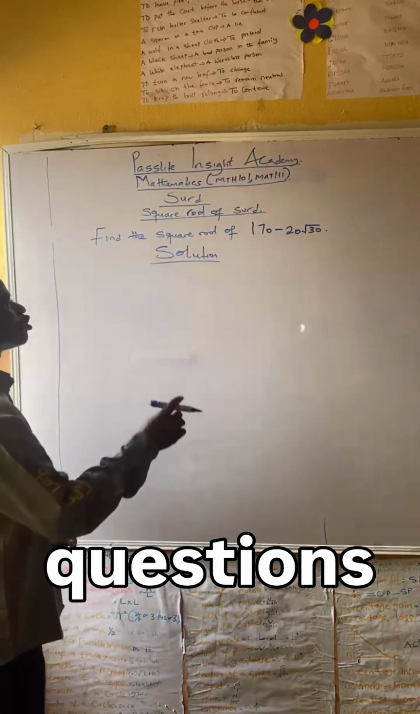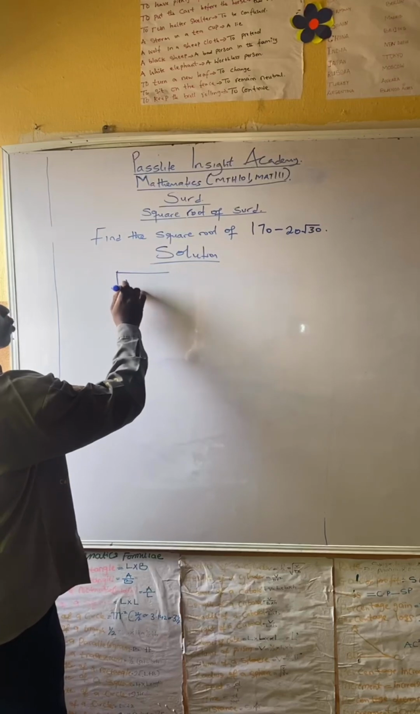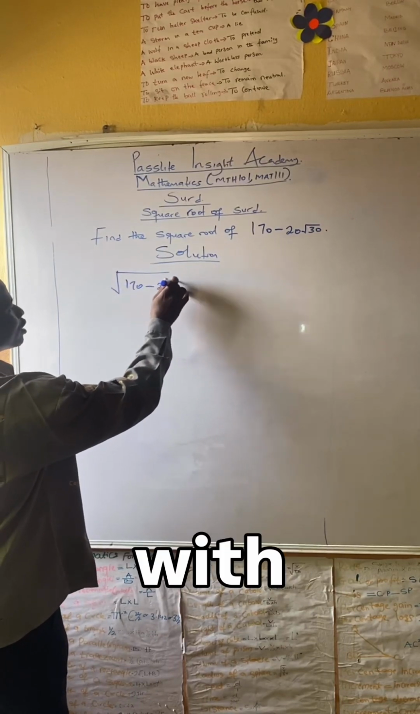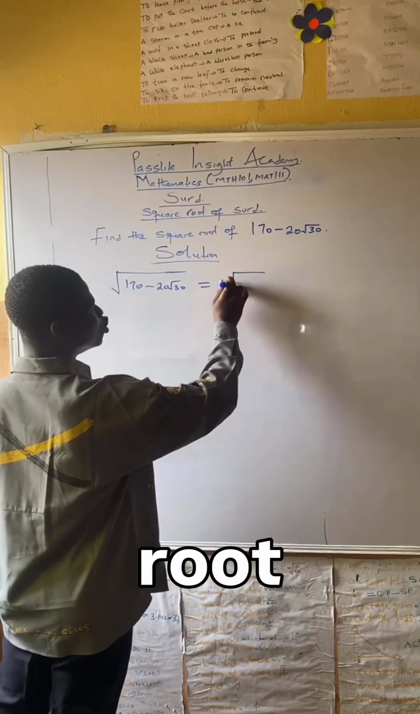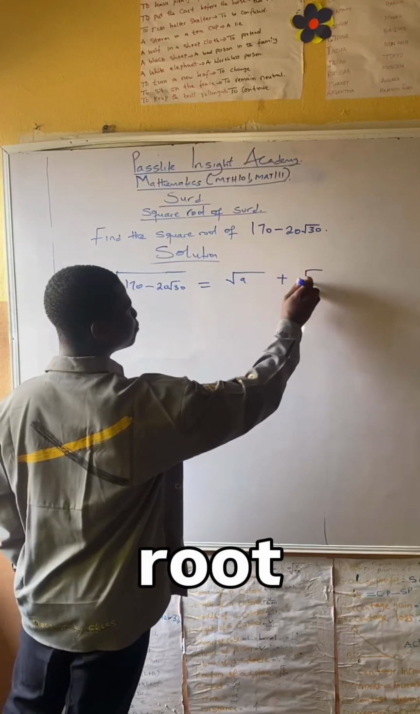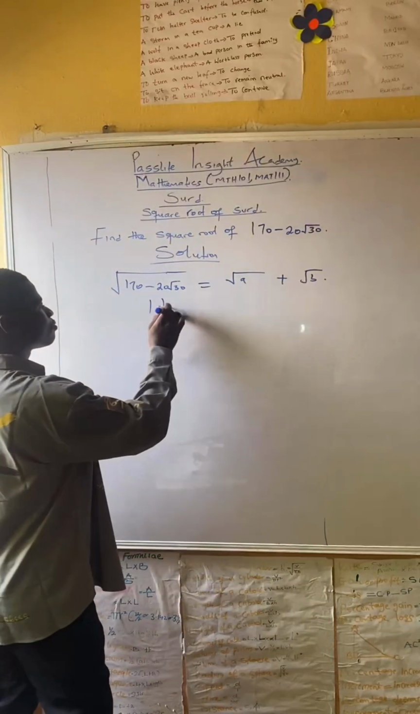So look at these questions on the board. Find the square root of 170 minus 20 root 30. And your answer must be in the form of root A plus root B. So using the identity of surd.